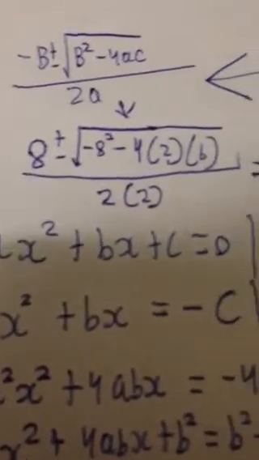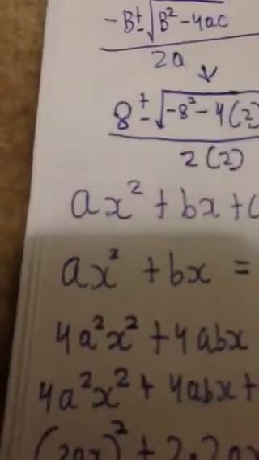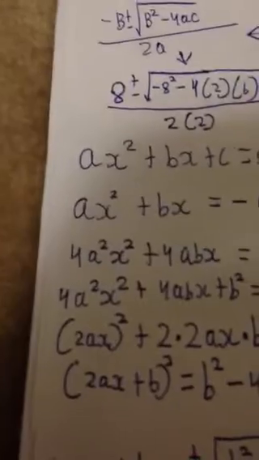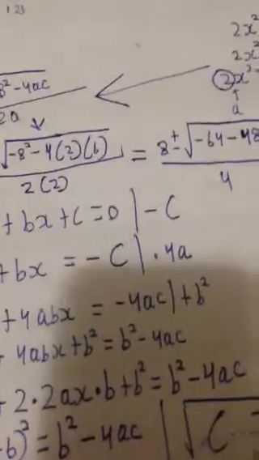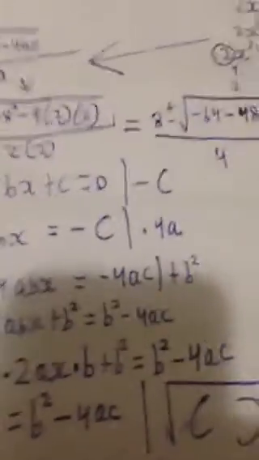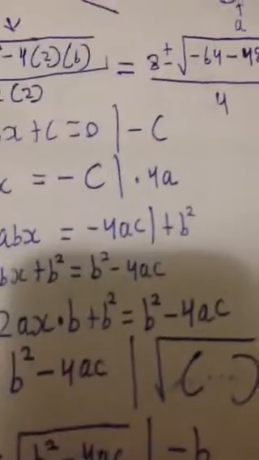ax squared plus bx plus c is equal to 0. Say we minus c to one side, right? So ax squared plus bx is equal to negative c. Very, very simple. And we times it by 4a, which is equal to 4a squared x squared plus 4abx is equal to negative 4ac. If you don't know how to do this, I'll be uploading an algebra video soon to teach year 7 to year 8, at least by the Australian curriculum.